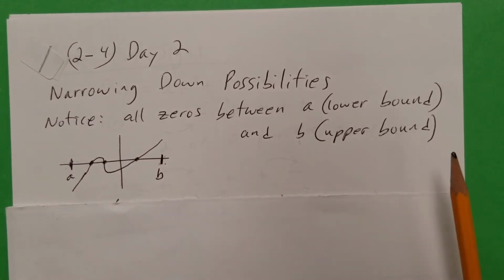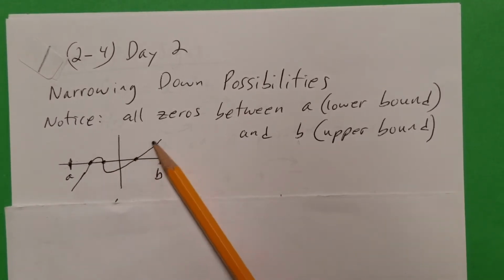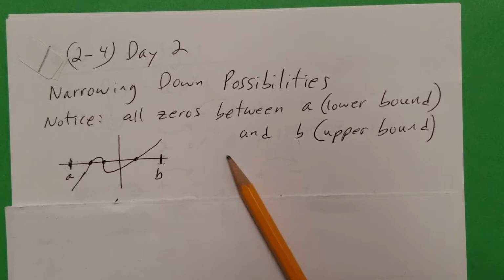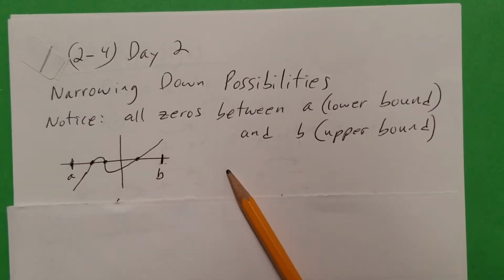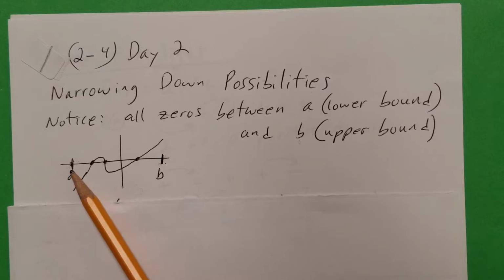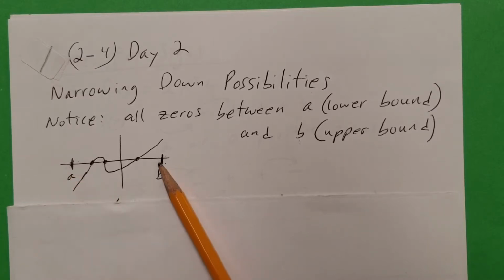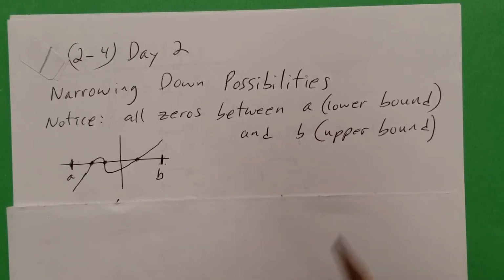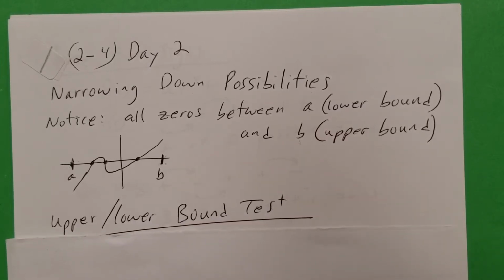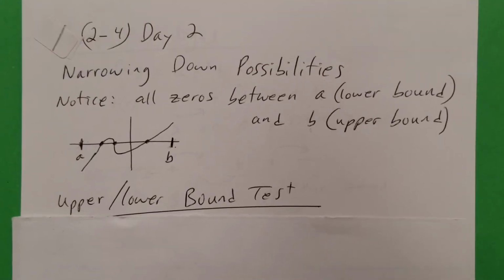But here's a question. How do we know that the graph further down the line somewhere won't come back down for another zero? How do we know that this really is the lower bound? There are no more zeros below this x and above this x. How do we know that? Well, we can check. Here's how. It's called the upper-lower bound test.